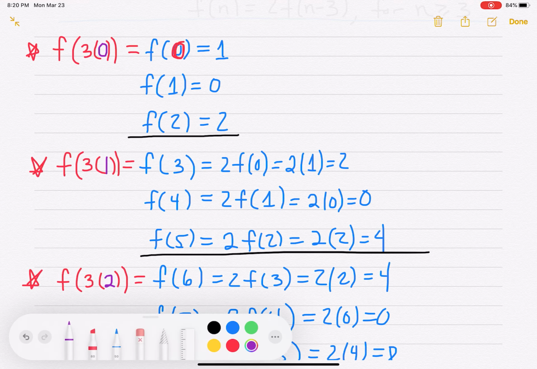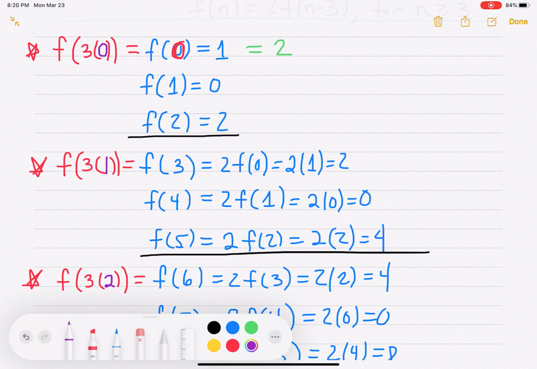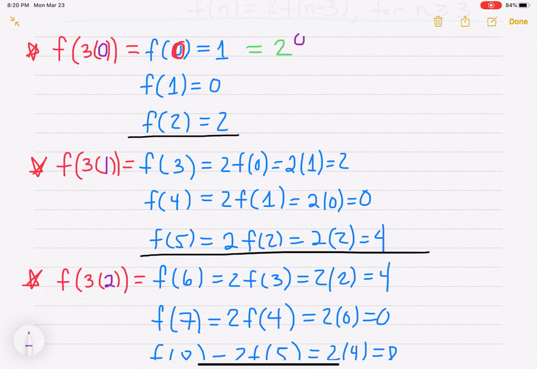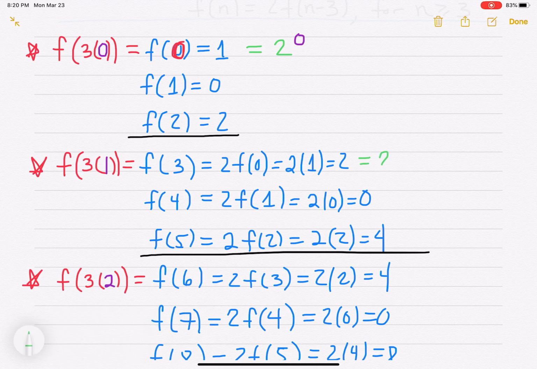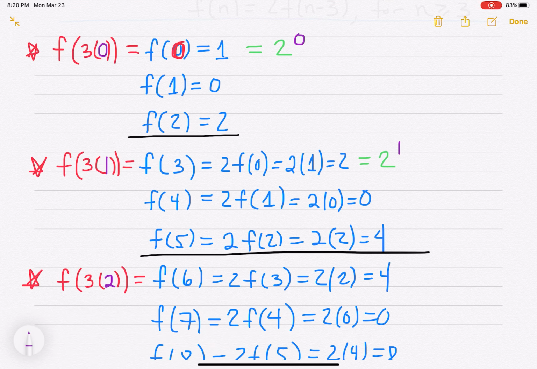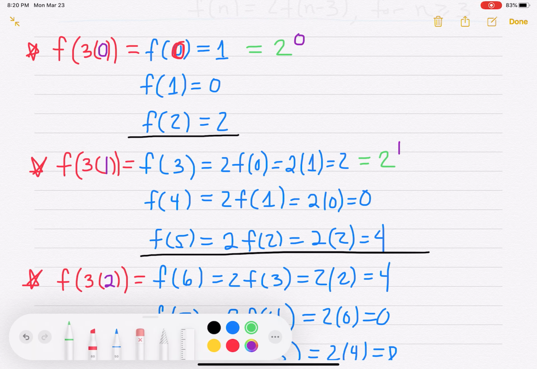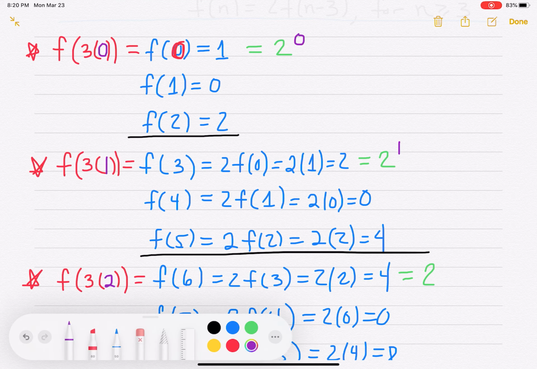Let's pay attention to our outputs, right? Our outputs are powers of 2. The output here is 1, that's 2 to the 0th power. And then going on to f of 3, the output there is 2. That's 2 to the first power. And then when I go to f of 6, the output is 4. That's 2 to the second power. So they're all powers of 2.